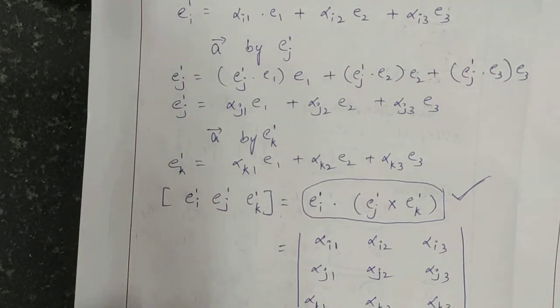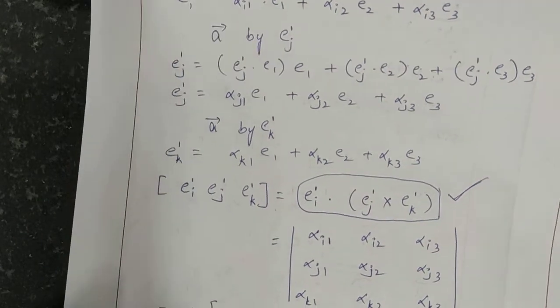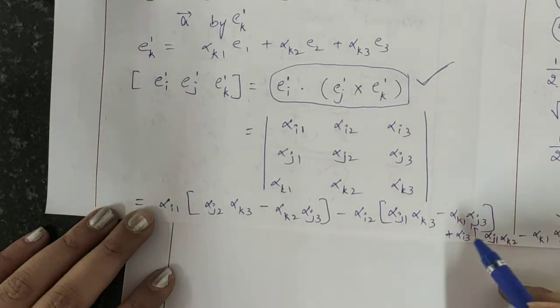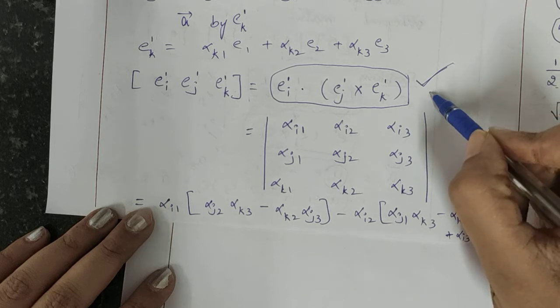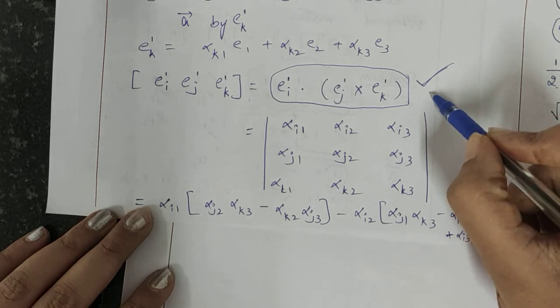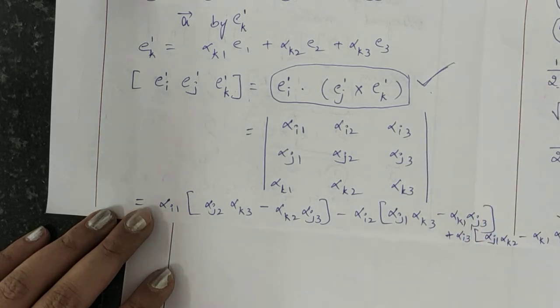And you have a small assignment, that is you have to tell me how this determinant is equal to this scalar triple product. Check it out and let me know the answer, okay?